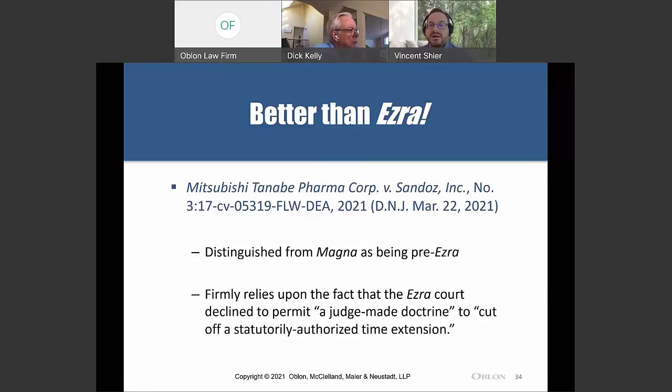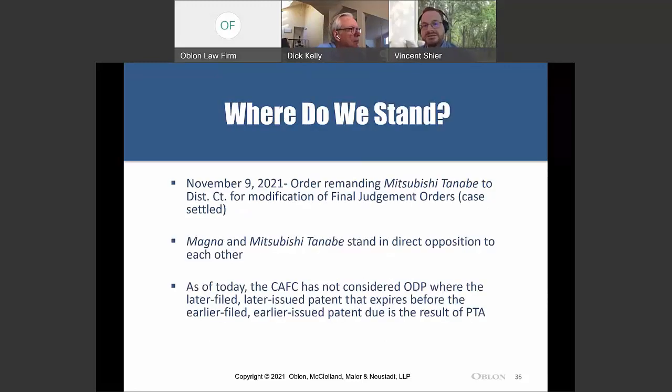And of course, this case was appealed, and we in the patent community were kind of excited to see how this was going to resolve. There is a direct conflict, and unfortunately or fortunately, on November 9th, just last week, an order remanding Mitsubishi Tanabe was entered because parties had settled. And so, Dick, this is two cases where the rug was ripped out from under us on the same issue.